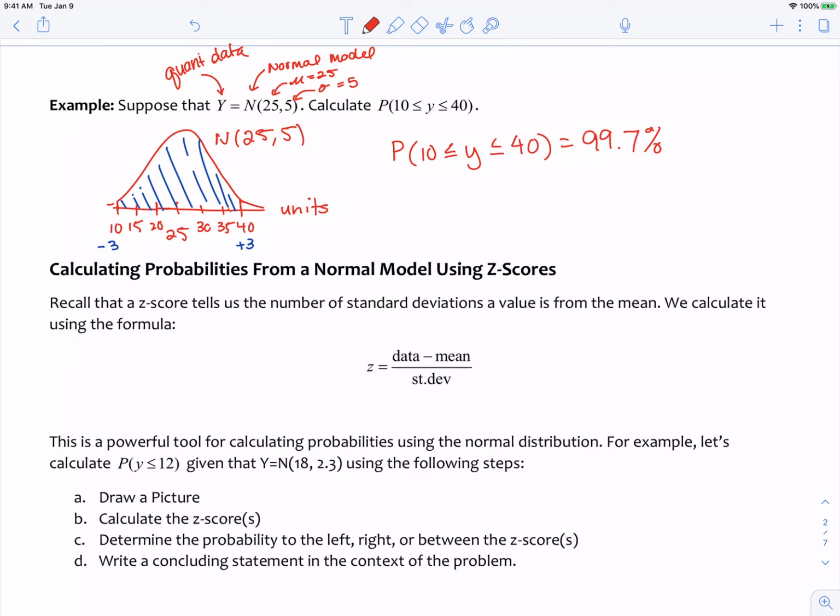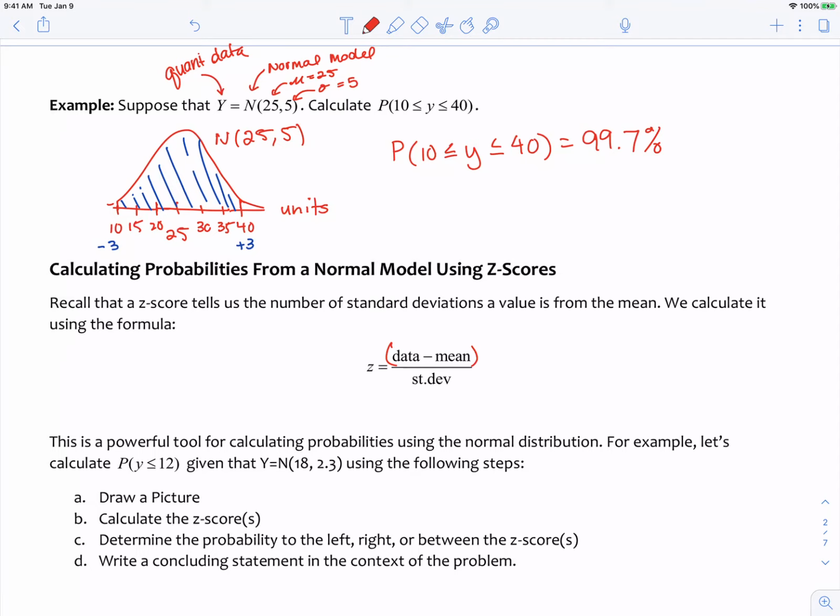Okay, this is all well and good, but unfortunately we don't always have data values that lie right on 1, 2, 3 standard deviations from the mean. So we're going to end up using most often z-scores and GeoGebra to calculate our probabilities. So recall that a z-score tells us the number of standard deviations a value is from the mean, and we calculate it using the formula z equals data minus mean divided by the standard deviation. And the numerator, data minus mean, needs to be calculated fully before doing the division, or else you'll have some awkwardness going on there, right? The standard deviation would only divide the mean otherwise.